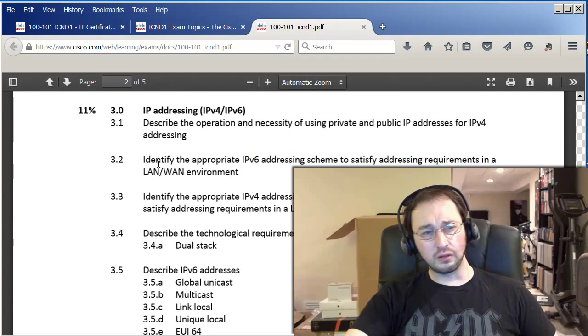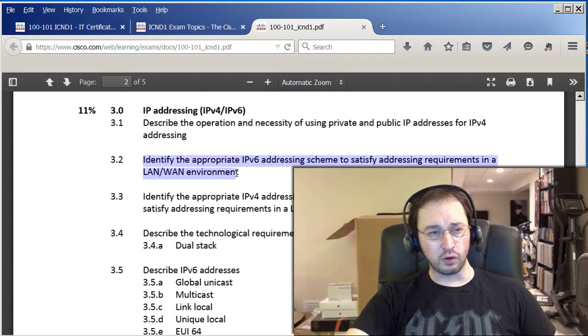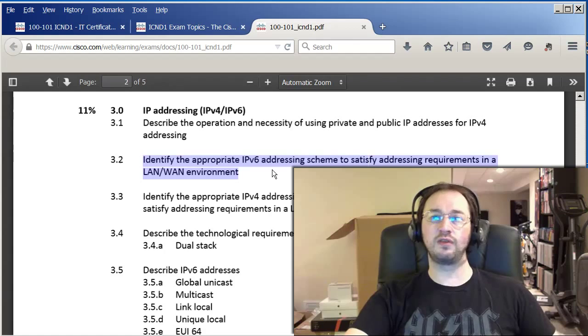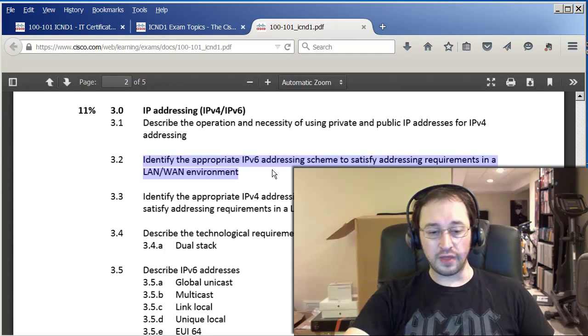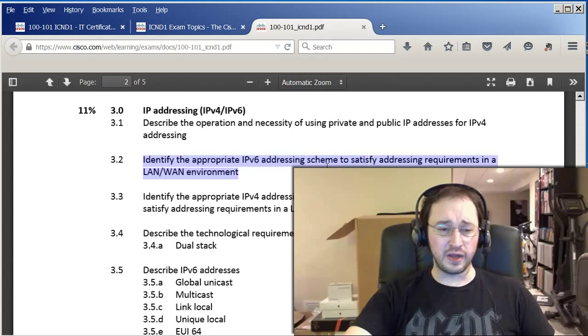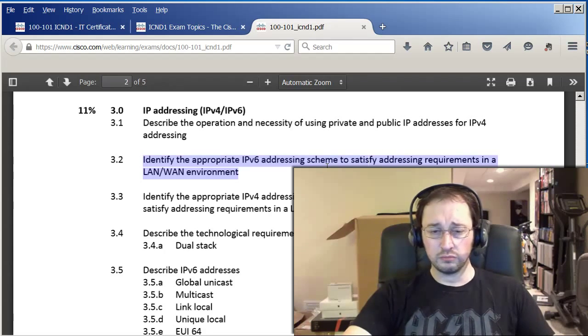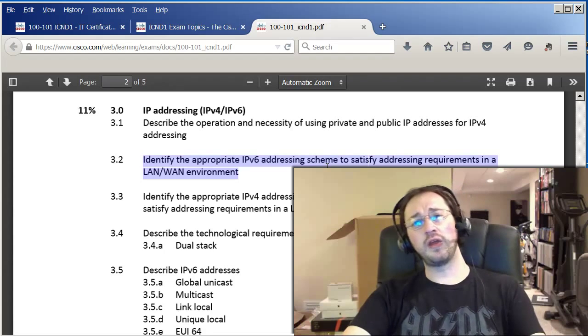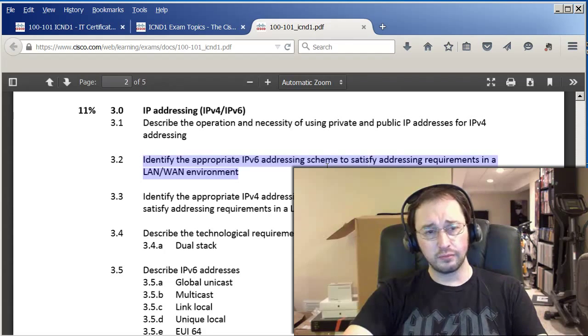Next, we've got identify appropriate IPv6 addressing scheme to satisfy addressing requirements in a LAN-WAN environment. So that one is a little bit more subtle and a little bit more loaded of a task. So of course, to understand any kind of addressing scheme, you need to first understand IPv6 fundamentals and the addressing structure. So there is actually a lot involved with that particular task. You're first going to need to understand IPv6 in general, how the addresses are made up, how the network ID and the host ID portion is made up, and then you're going to probably want to understand some of the more common options for IPv6 addressing.